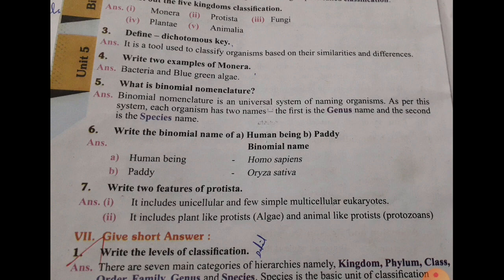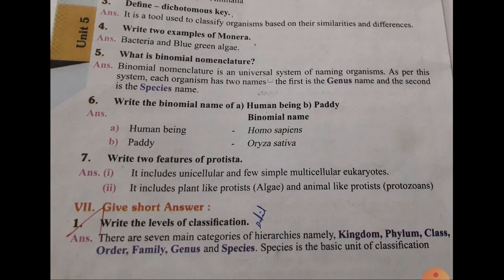Sixth question, write the binomial name. Human beings, paddy. Human being's binomial name, Homo sapiens. Paddy, Oryza sativa. Seventh question, write two features of Protista. First feature, it includes unicellular and a few simple multicellular eukaryotes. Second one, it includes plant-like protists, that means algae, and animal-like protists, protozoans.